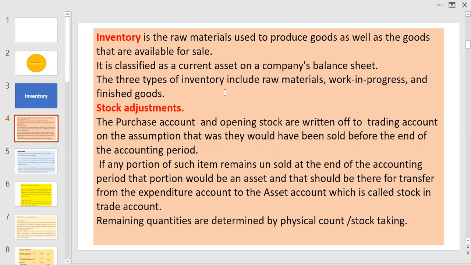What is stock adjustments? Opening stock and purchases are written off to a trading account on the assumption they would have been sold during the year in full. If any portion of such item remains unsold at the end of the accounting period, that portion would be an asset and should therefore be transferred from expenditure account to an asset account, which is called stock in trade account. In practice, remaining quantities are determined by physical count or stock taking.